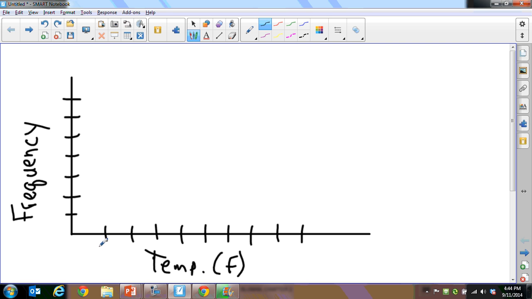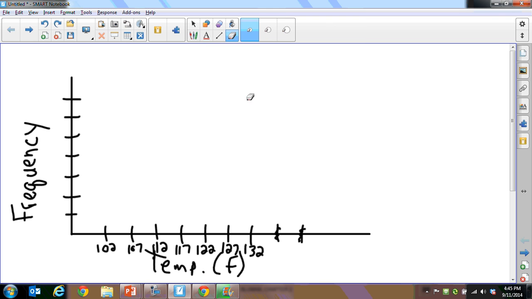All right. Now, on our little dashes, we're not going to use the lower limits or the upper limits or the lower boundaries or the upper boundaries. We are going to use our midpoints. And our midpoints were 102, 107, 112, 117, 122, 127, and 132. I have 2 extra here. Don't pay any attention to those. I'll actually get rid of them right now.